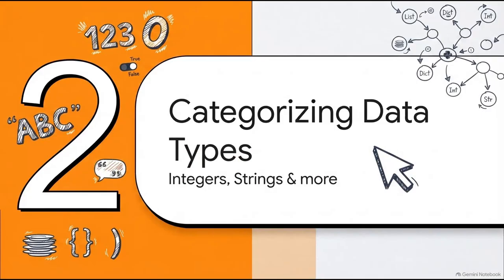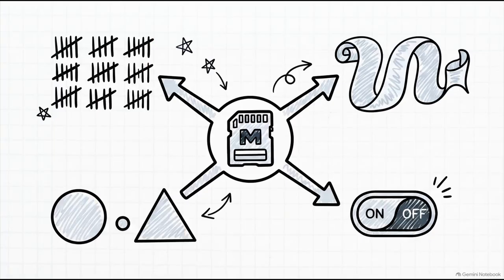Moving right along to section 2, categorizing data types. Building on that whole box metaphor, we obviously don't just throw everything into generic storage. Python uses specific data types to correctly process information. It's kind of like color-coding your boxes.